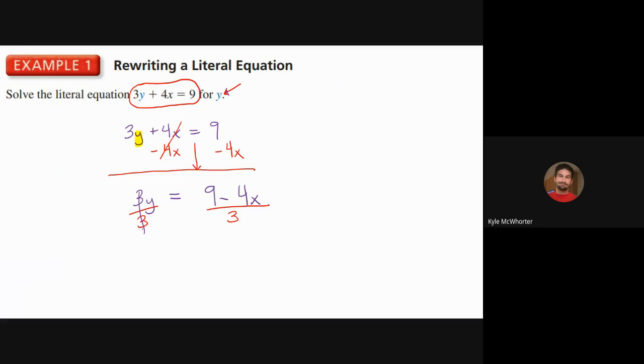So 3 divided by 3 is 1. That's why those are inverse operations, and we get y equals 9 minus 4x all over 3. And that's fine. You can just leave it like that, because we have solved for y in terms of the other variables.